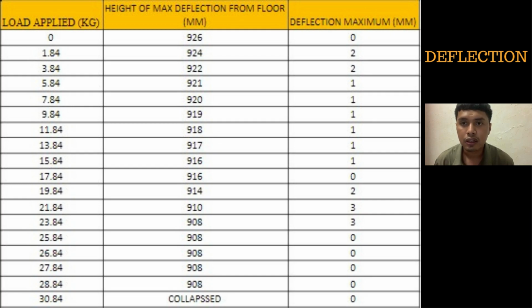This is a table of deflection. From this table, we can obtain the maximum value of deflection at 23.84 kg and also 21.84 kg, until it is maintained to 28.84 and before it collapsed at 30.84 kg. So that's all for me.